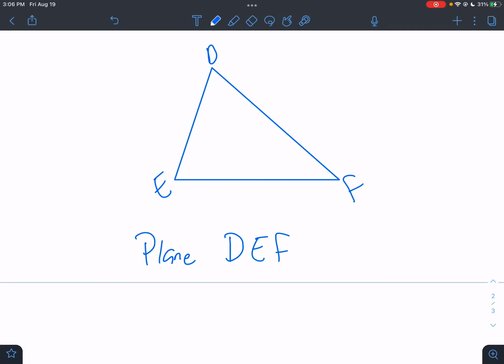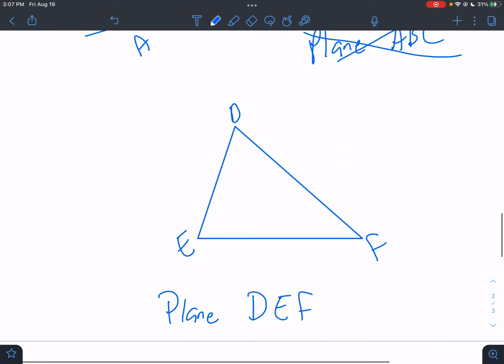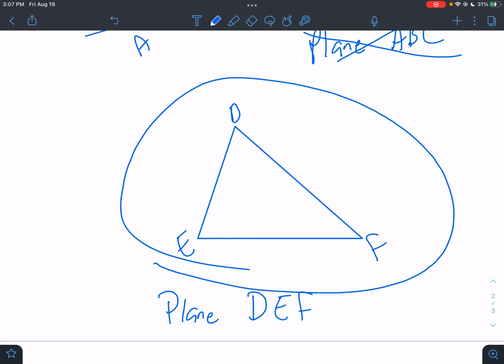So do D, E, and F determine a plane? Yes, they do. Are they coplanar? Yes, they are. Are A, B, and C coplanar? Yes, they are. Do they determine a plane? No, they don't. How many planes hit A, B, and C? Infinite. If I said plane A, B, C, do you know which one I'm talking about? No, you don't. But if I said plane D, E, F, do you know which one I'm talking about? Yes, you do, because they determine a plane. There's only one plane that hits 3 points that form a triangle.